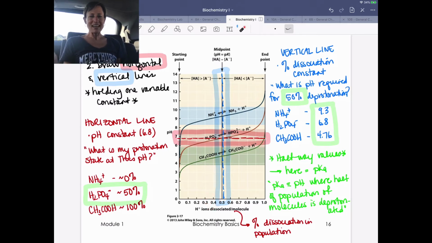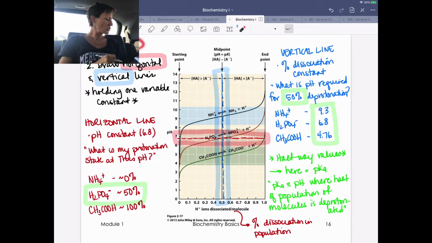Remember, protonation and deprotonation is a binary event. It's either on or it's off, right? So we don't have a molecule that has half of a proton. What you can have is half of the population that has lost its proton. And that's a really important distinction that I want to make sure to introduce early, and we'll sprinkle that in throughout the rest of the course.